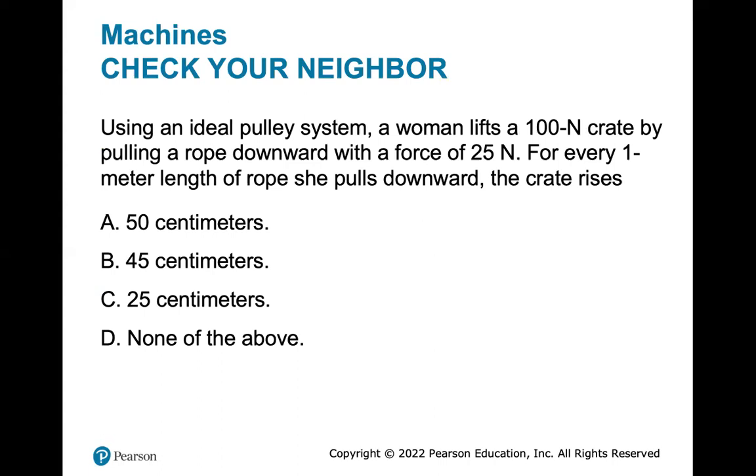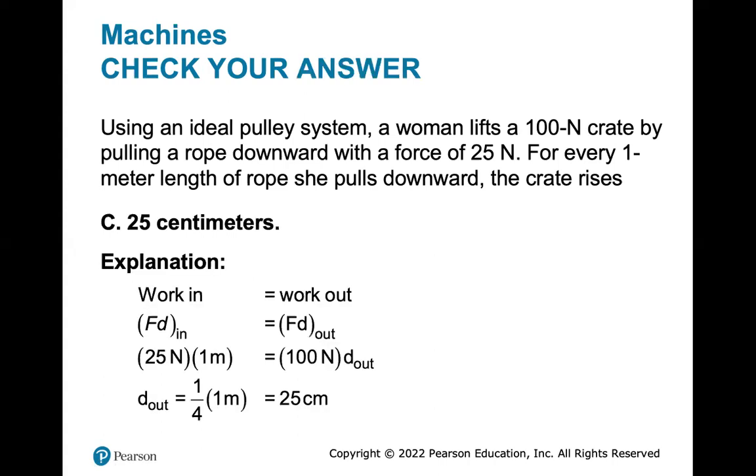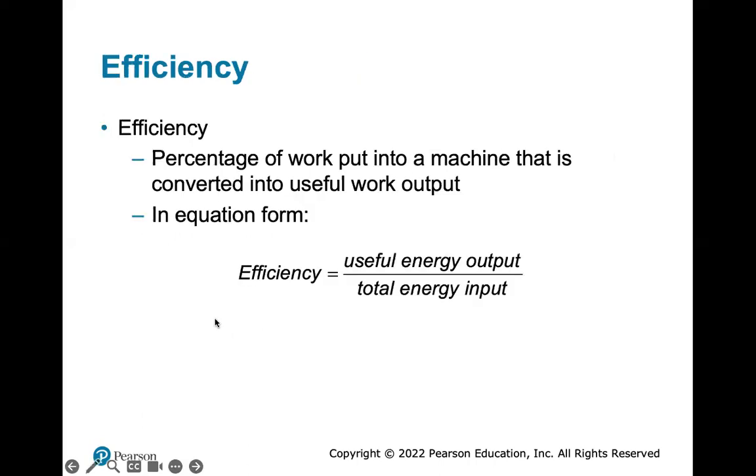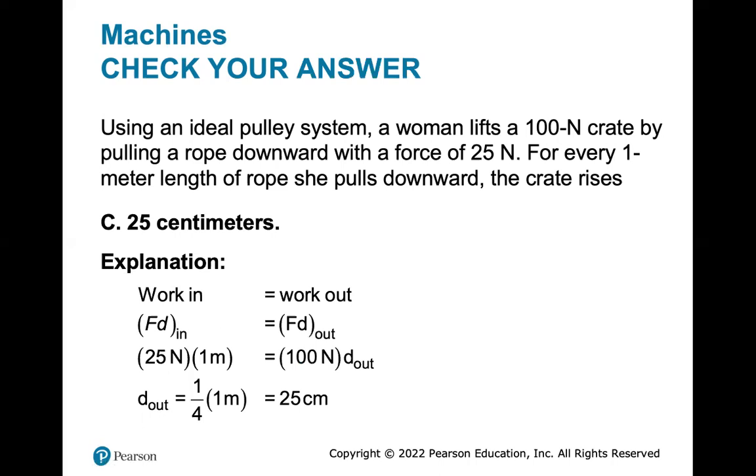For every 1 meter length of rope she pulls downward, the crate rises 50 centimeters, 45 centimeters, 25 centimeters, or none of the above. Well, if we look at this 4-to-1 ratio, there's going to have to be an opposite 4-to-1 ratio. So for every 1 meter, she's going to lift it only 25 centimeters. Work in equals work out. Force times distance in equals force times distance out. So 25 newtons times 1 meter equals 100 newtons times the distance out. Well, if we divide both sides by 100, 25 newtons divided by 100 newtons is 1/4. So it's a 1/4 distance. So it's 25 centimeters. Okay.